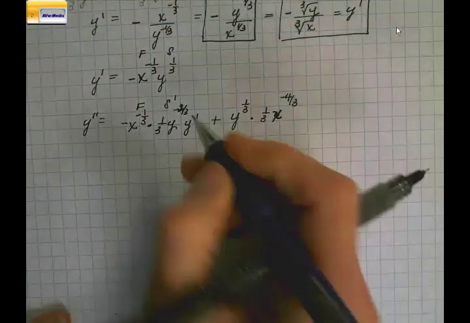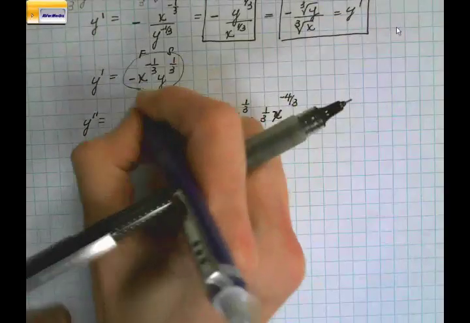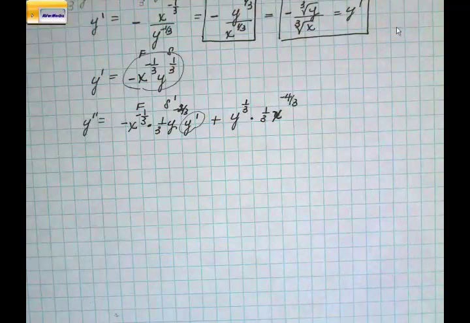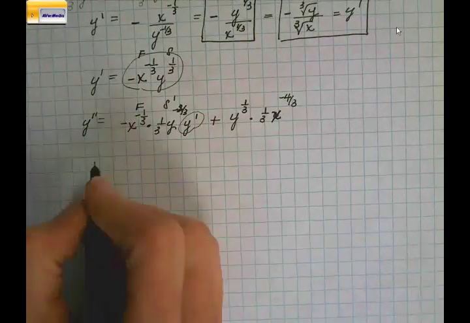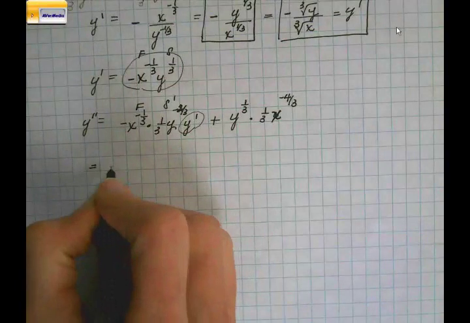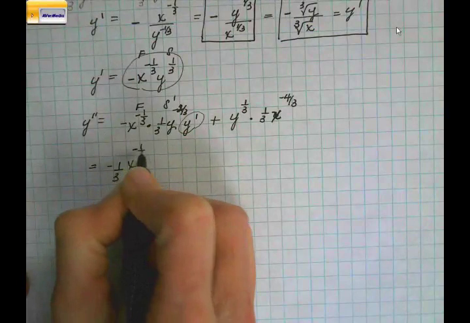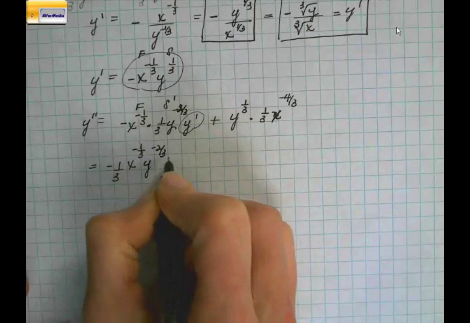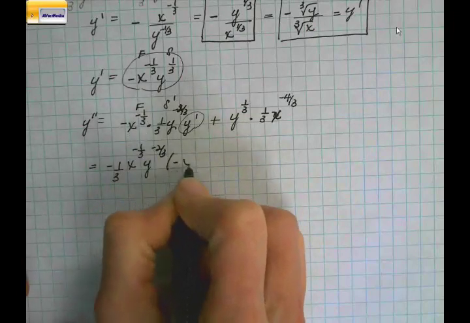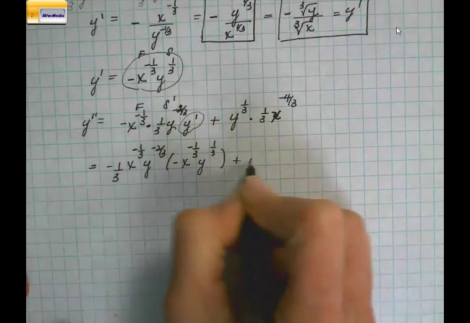Okay. But this guy gets replaced with this, right? So let's clean it up just a little bit before we do that substitution. I'm going to pull the 1/3 out front. Negative 1/3 x to the negative 1/3, y to the negative 2/3, and then y prime is a negative x to the negative 1/3, y to the 1/3.